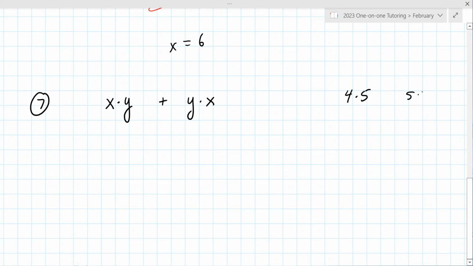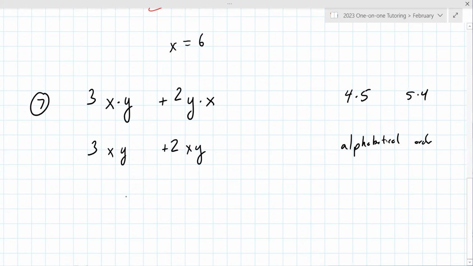Is 5 the same as 5 times 4? Yeah. So if you need to, you can reorder them so that they're in alphabetical order. Okay. And that might be easier because if I put a 3 here and a 2 here, you're supposed to know that you can add these together. Okay, so this would be 5xy. Is that clear? Okay.